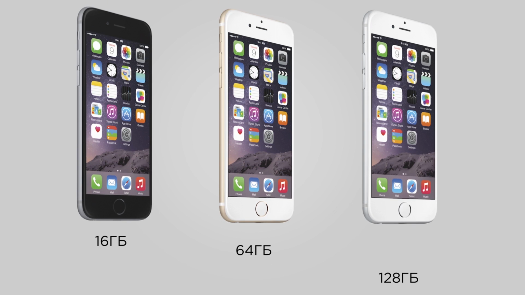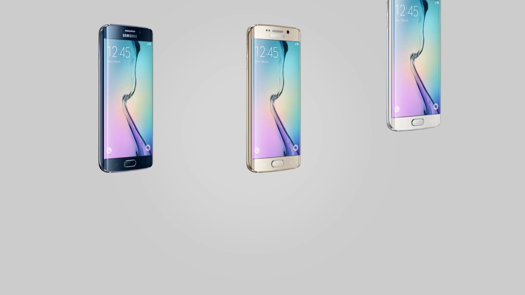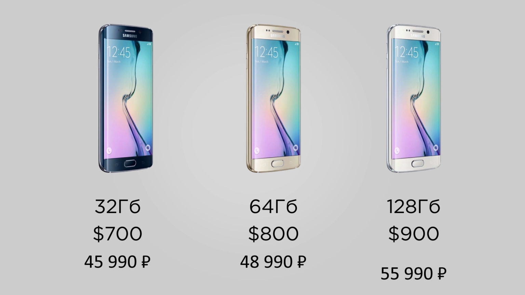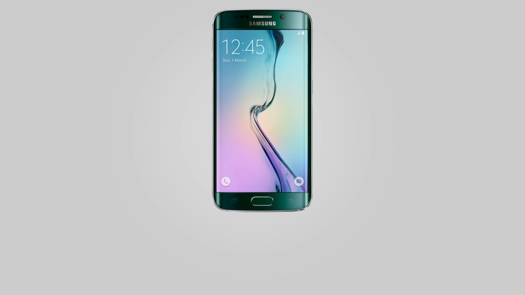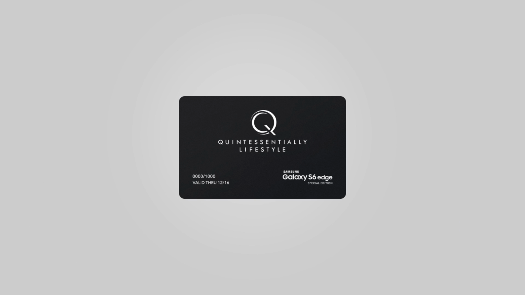Prices of iPhone start from $650 for a 16GB version and reach $850 for 128. Samsung costs $700 for the 32GB and up to $900 for a version with 128GB. There is also a green version of the Galaxy S6 Edge, 128GB. The kit includes a wireless charger, external battery pack and concierge service card.